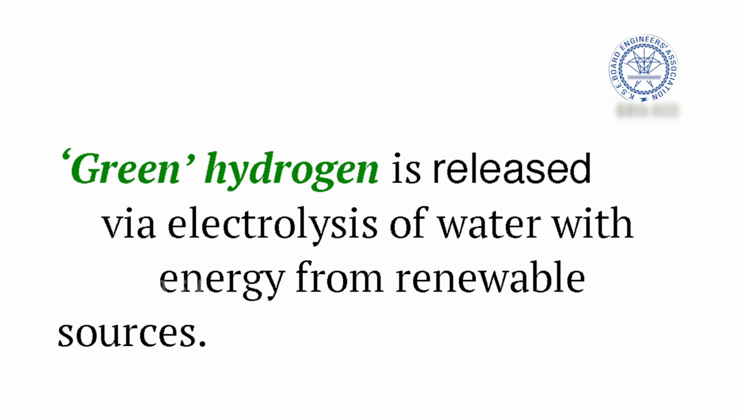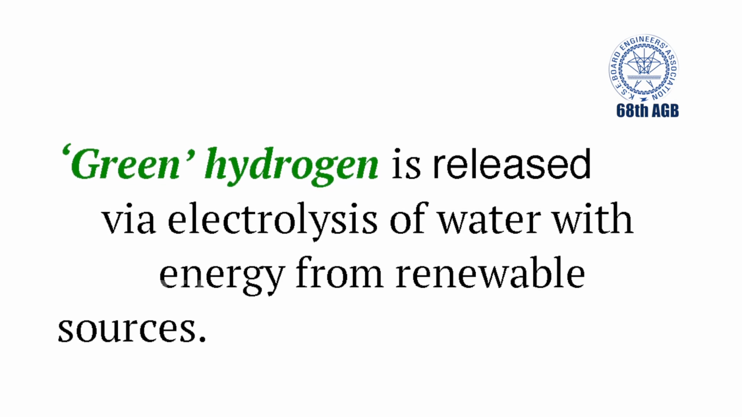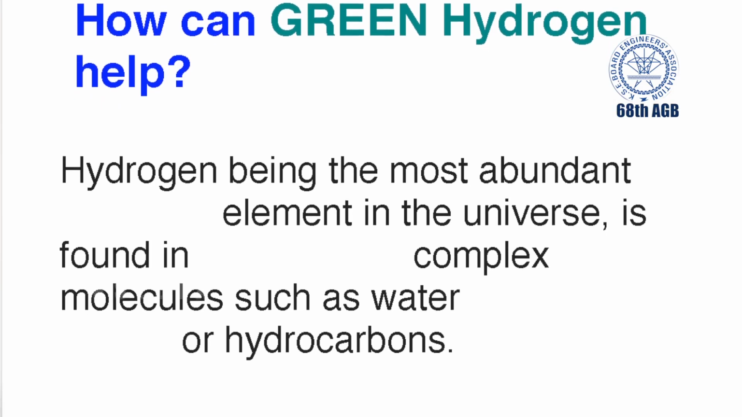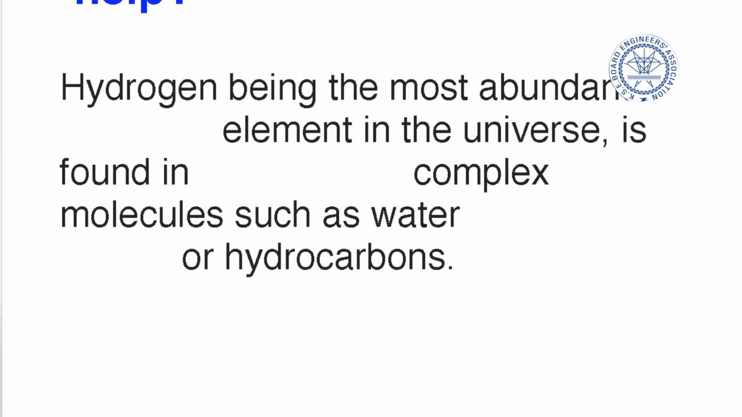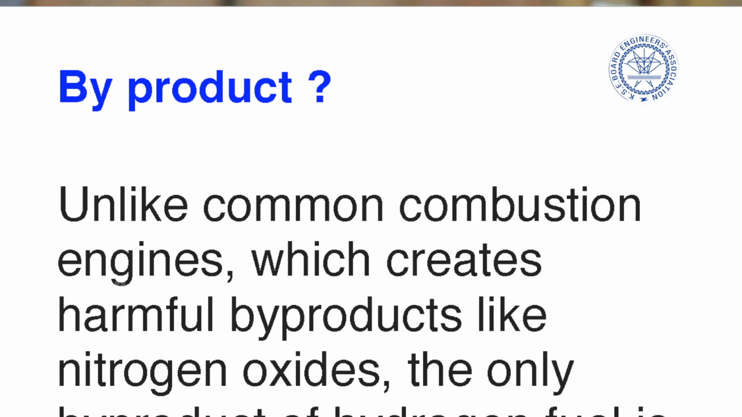Green hydrogen is released via electrolysis of water with energy from renewable sources. How can green hydrogen help? Hydrogen, being the most abundant element in the universe, is found in complex molecules such as water or hydrocarbons, abundantly available. Hydrogen is an energy carrier, which means it has to be produced or extracted and stored before it can be used. What is the byproduct in the process?